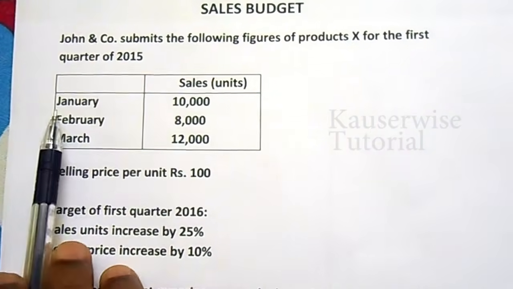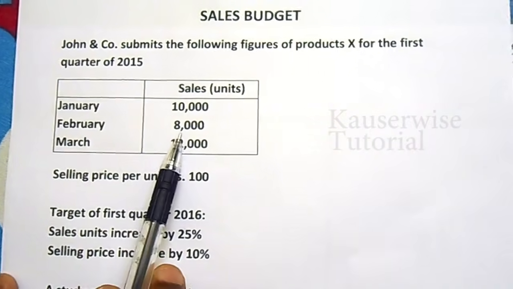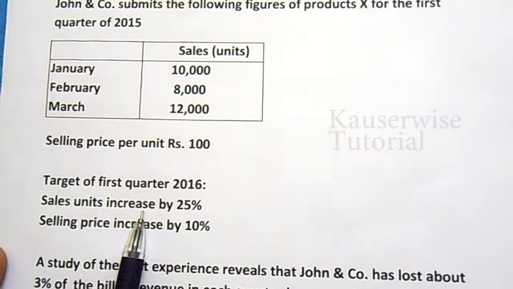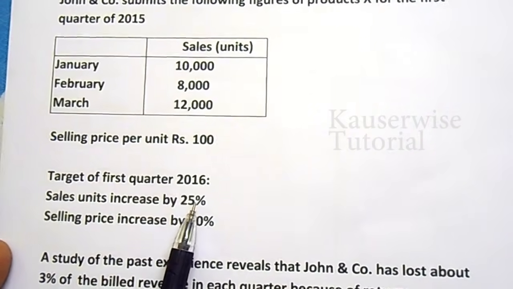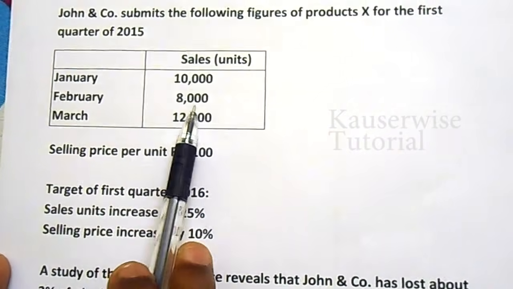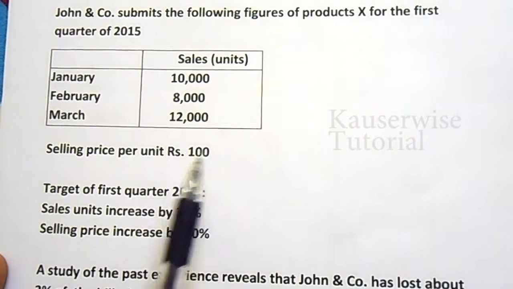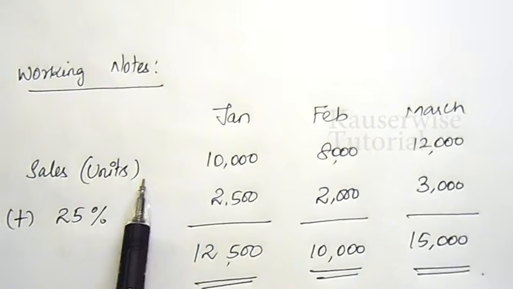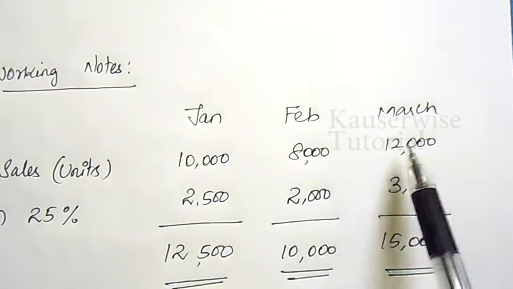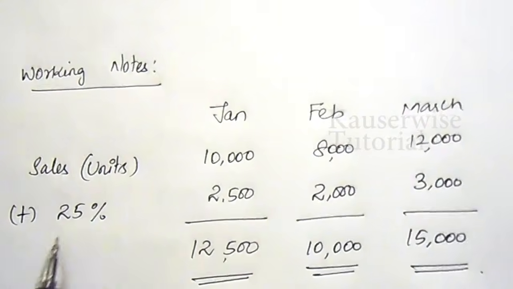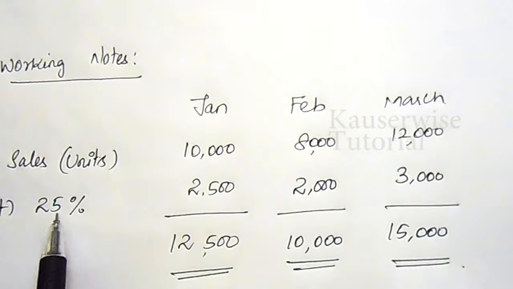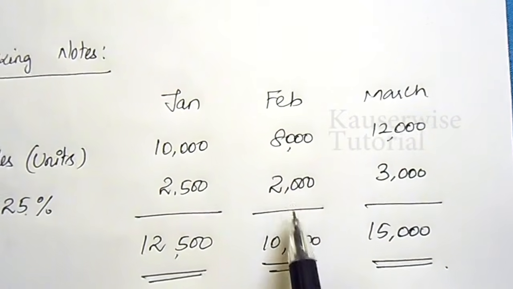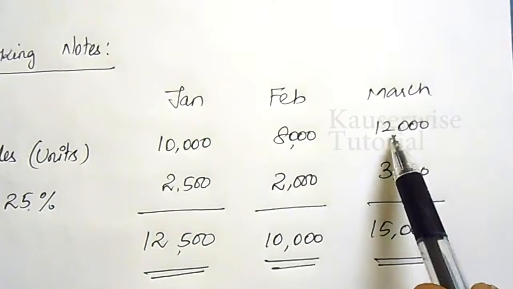Look at the problem. Last year's information is: January 10,000, February 8,000, March 12,000. This year they are going to increase the sales units by 25%. So you need to add 25% to January, February and March. Then you will get the estimated sales in units. Look at the working notes. January last year sales in units 10,000, February 8,000, March 12,000. This year they are going to increase 25%. So 25% on 10,000 is 2,500. 25% on 8,000 is 2,000. 25% on 12,000 is 3,000.